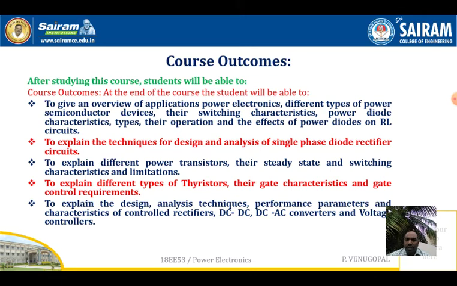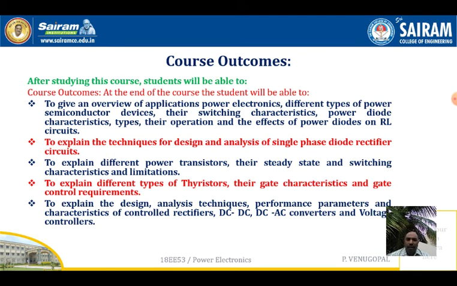The second course outcome is to explain the techniques for the design and analysis of single phase diode rectifier circuits. The third is to explain the different power transistors. As I told you, we have 3 different power transistors here: power BJT, power MOSFET, and power IGBT. After the completion of the course, you can explain the different power transistors, their steady state characteristics, switching characteristics, and their limitations. This is the third course outcome.